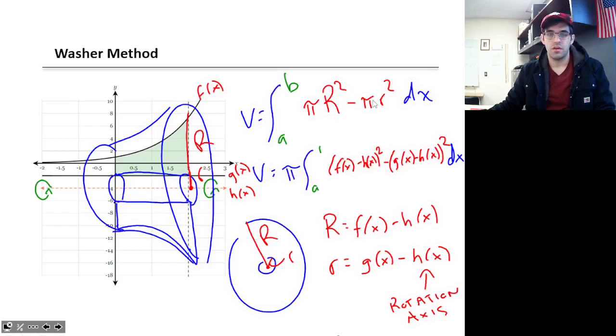Of course, pi is a constant, and since both terms, capital R squared and lowercase r squared, are being multiplied by pi, I can factor out pi and even pull it out of the integral altogether. So we can go pi times the integral from a to b of the top function minus the axis of rotation, squared, minus the lower function minus the axis of rotation, squared, dx. That's our setup for the washer method.